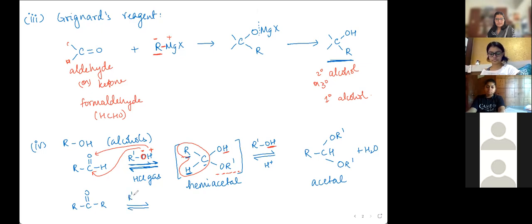Same thing. R dash OH, in the presence of HCl. Then you get R. Or if you take R dash here, let's take R double dash. Then you get OH and R double dash, OR. You get a tertiary alcohol. So this is a hemiacetal. So this is a hemiketal.